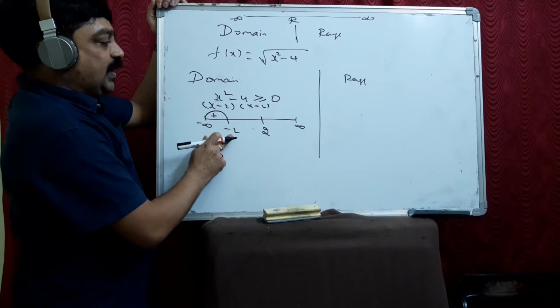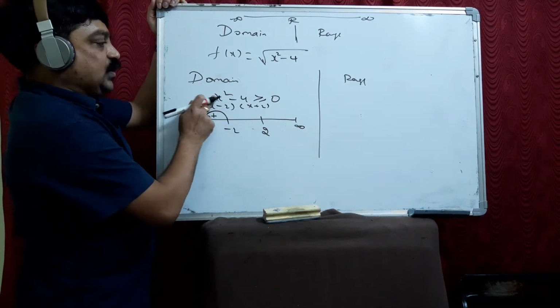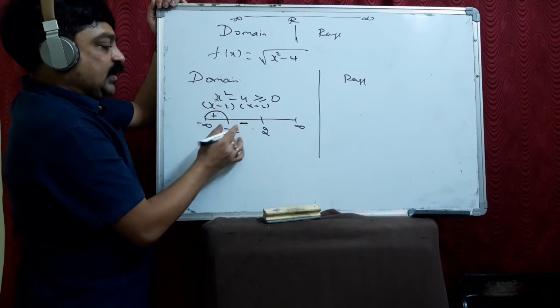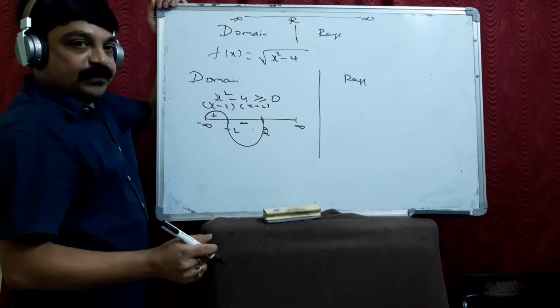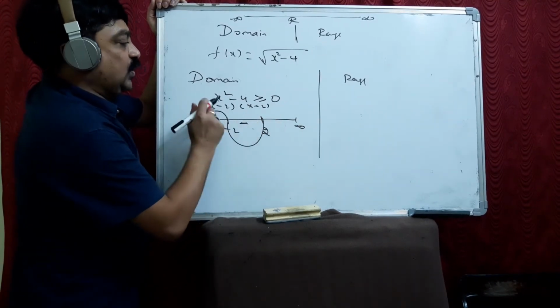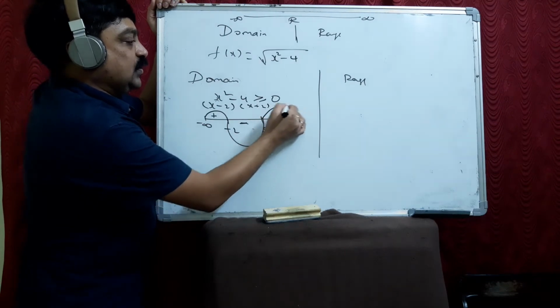Substitute any value between minus 2 to 2, say 0. 0 minus 4. It is negative. Substitute any value between 2 to infinity. Take 4. 16 minus 4, 12. Positive.